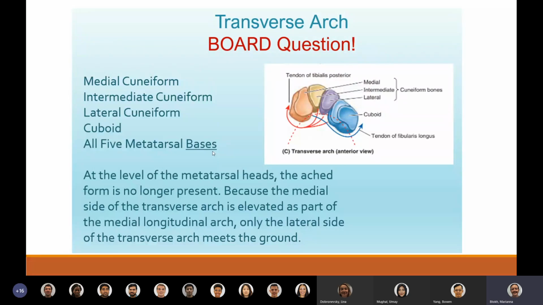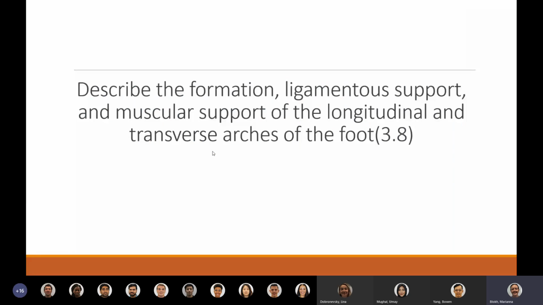So that's very important to know, because medially, in a normal, non-pathologic foot, our medial transverse arch is relatively higher. We have that medial arch. And the lateral side of the transverse arch, so the lateral side of the foot, is the one that meets the ground. Otherwise, we won't be able to walk properly. So just keep that in mind.